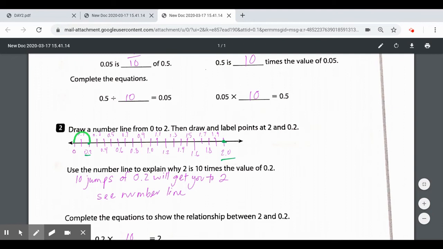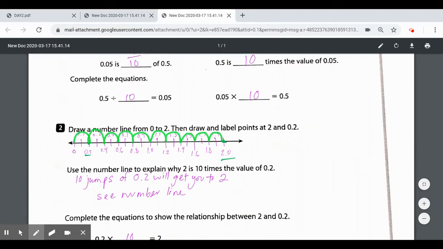I should have 10 jumps of 2/10 since 2 is 10 times the value of 2/10. When I'm jumping by 2/10, I'm landing at those even decimal endings. So 2/10, 4/10, 6/10, 8/10, 10/10, 12/10, 14/10, 16/10, 18/10, and then finally 20/10, which is 2.